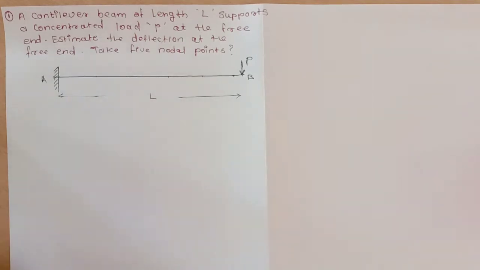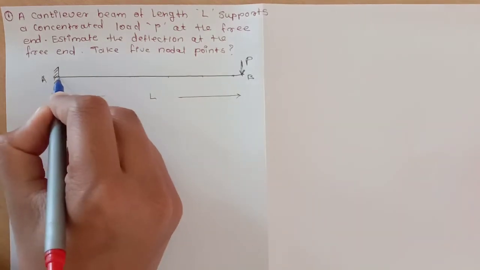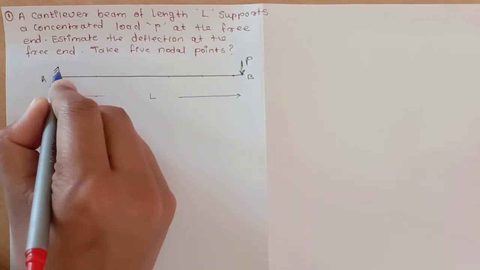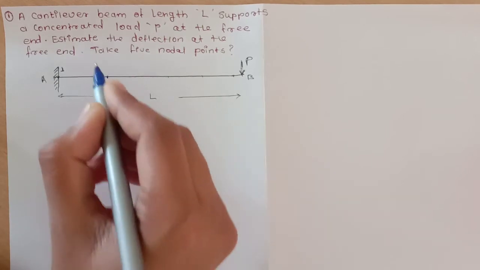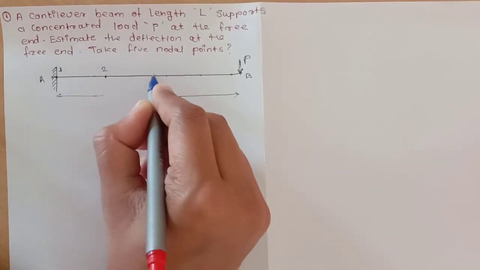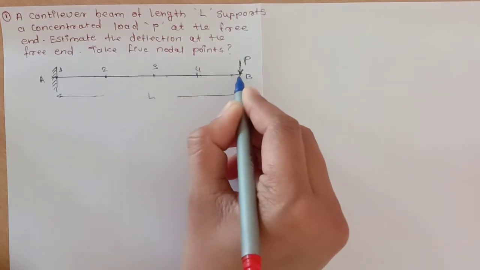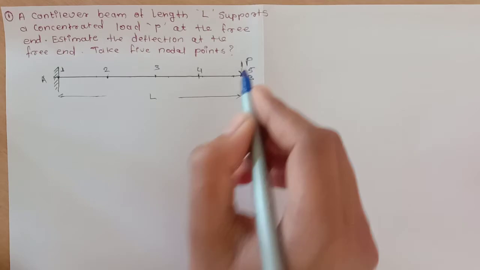Okay. Then next, take 5 node points over this beam, in equal parts. For example, here at point A the node point is 1, then here 2, 3, 4, and over this point B the node point is 5.